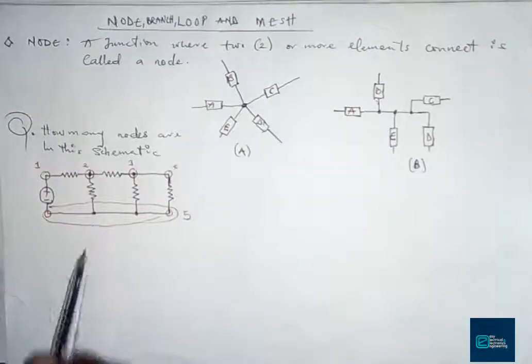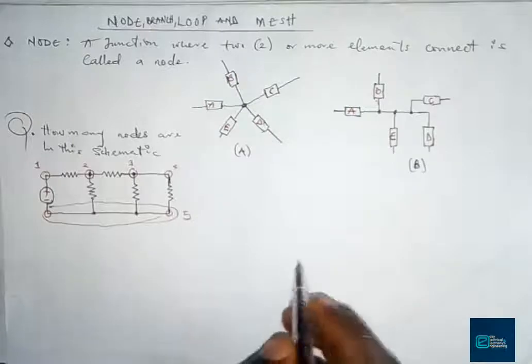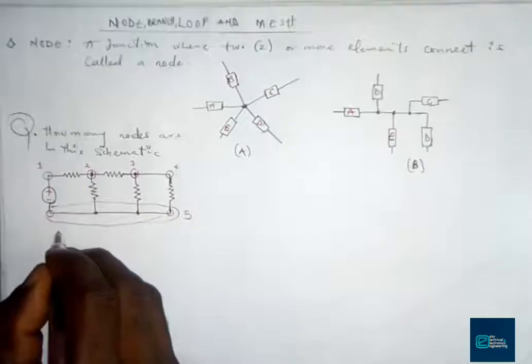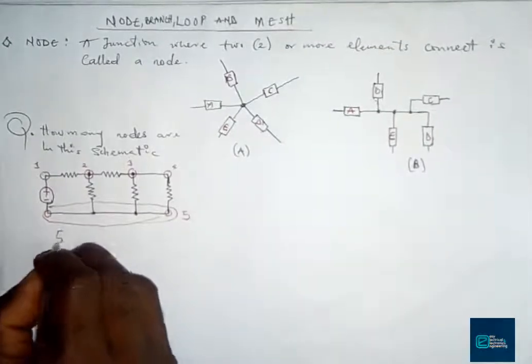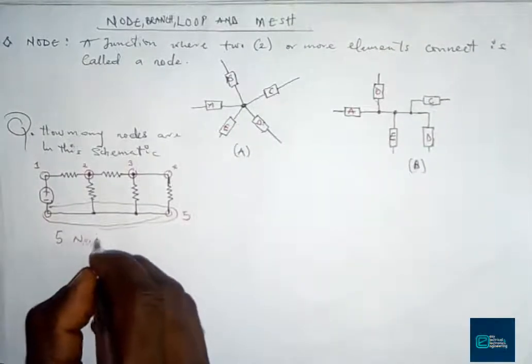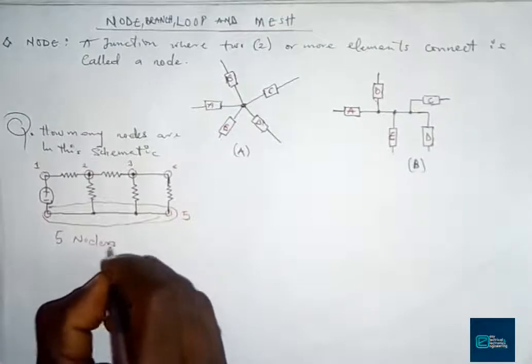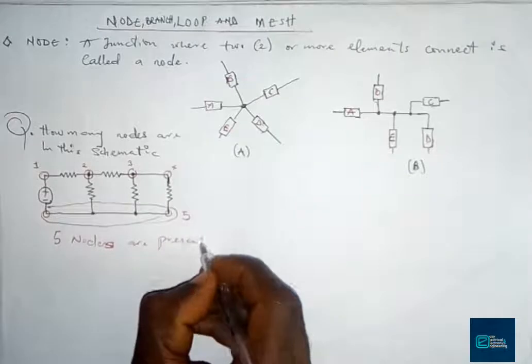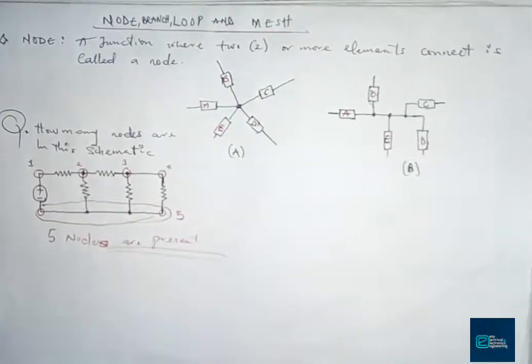So the number of nodes in this simple schematic is five. So we have five nodes present in this case. So that is that for that.